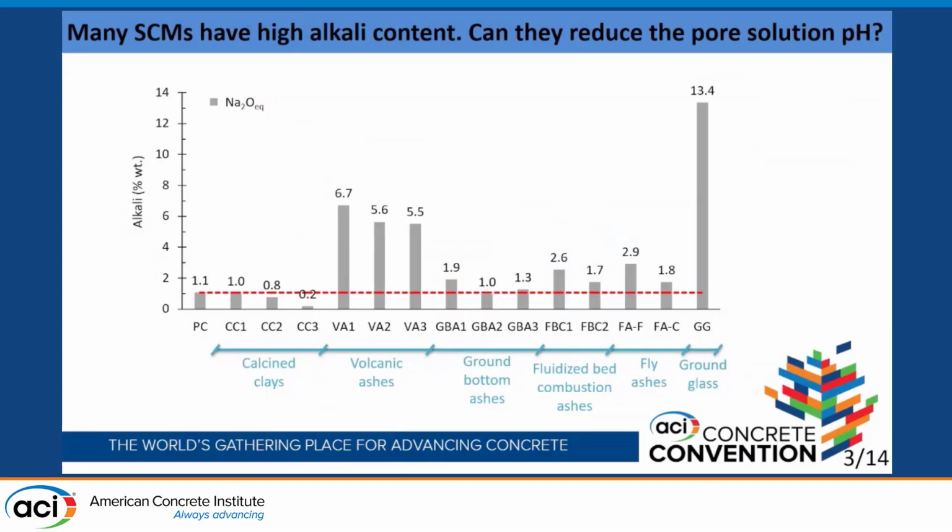A concern with most of the non-traditional SCMs is their high alkali content, specifically with volcanic ashes. Again, the previous talks were touching on it. So I have benchmarked the total alkali content of SCMs. 14 SCMs, in fact, were studied in my research. I've benchmarked this against the Portland cement. As you see, 1.1% alkalis for Portland cement, and the majority of the SCMs have alkali content more than that. It raises a question of whether they can still mitigate ASR or not.